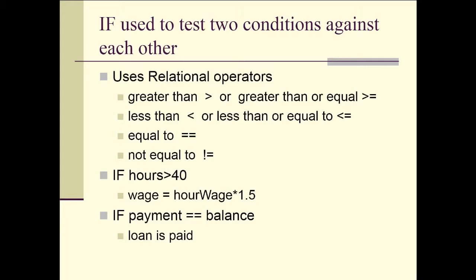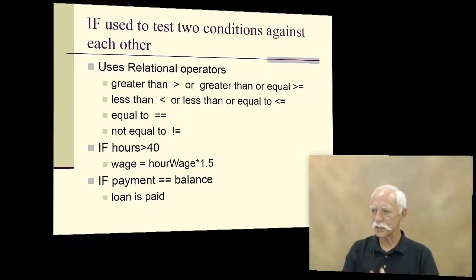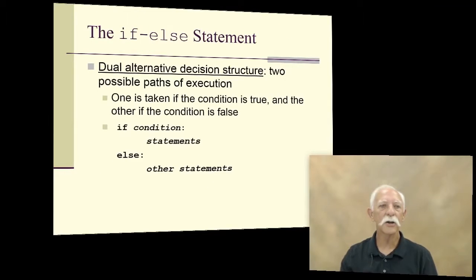So the way it would look in programming is if hours are greater than 40, do this. Wage is equal to hour wage times 1.5. If balance is equal to payment, loan is paid. If these statements are not true, then the programming just continues on with its standard sequence that we've already built in it. Okay? Now, let's take a look at a dual alternative.